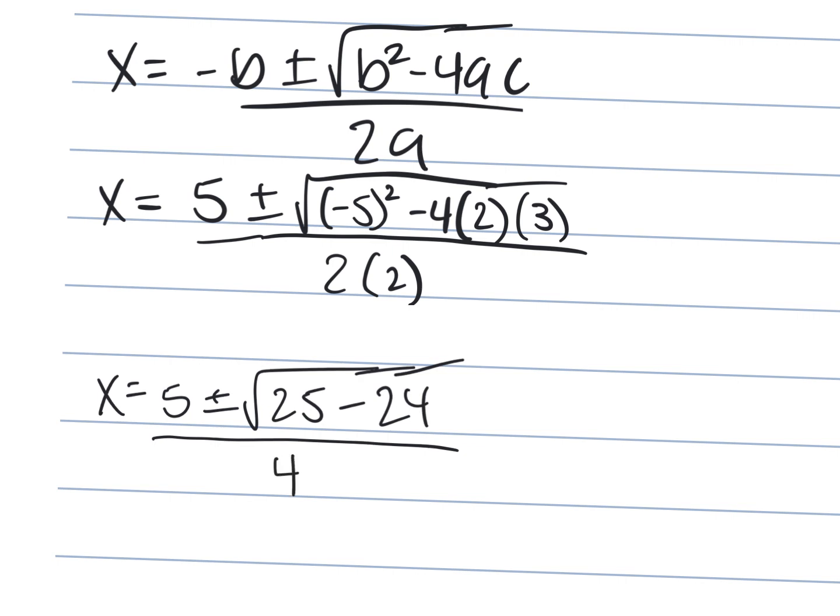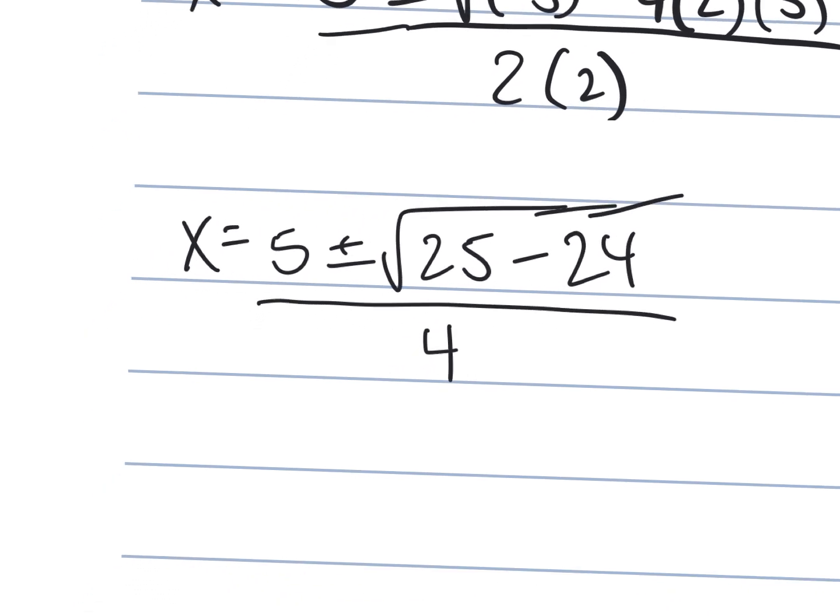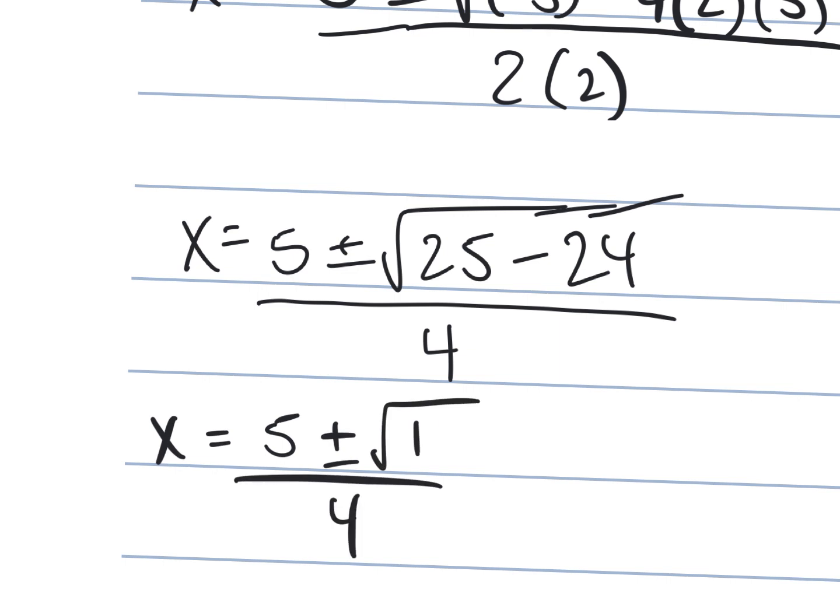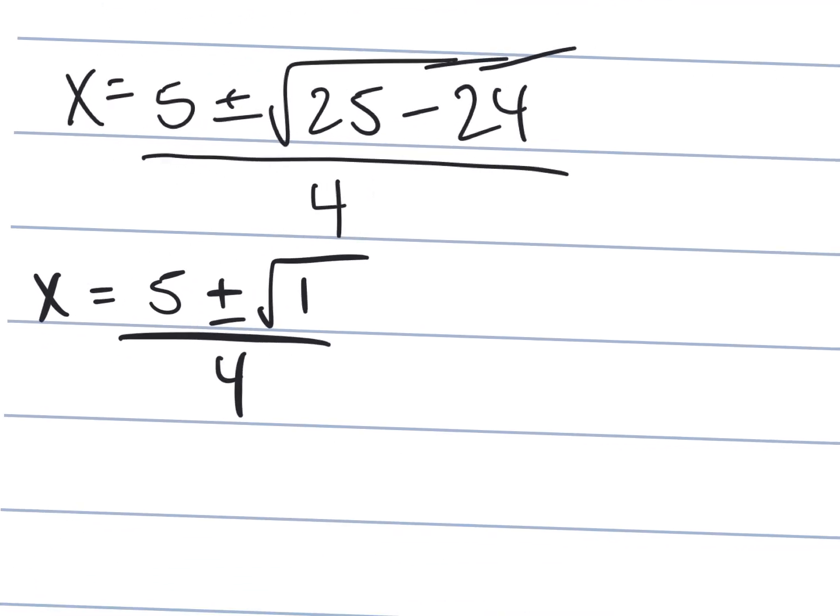4. Okay? Why is there still a square root sign? Because we haven't taken the square root yet. We only squared it. What's 25 minus 24? Okay, so we have x equals 5 plus or minus the square root of 1 over 4. Do we know the square root of 1? Yes. What is it? 1. Okay, so we have 5 plus or minus 1 over 4.